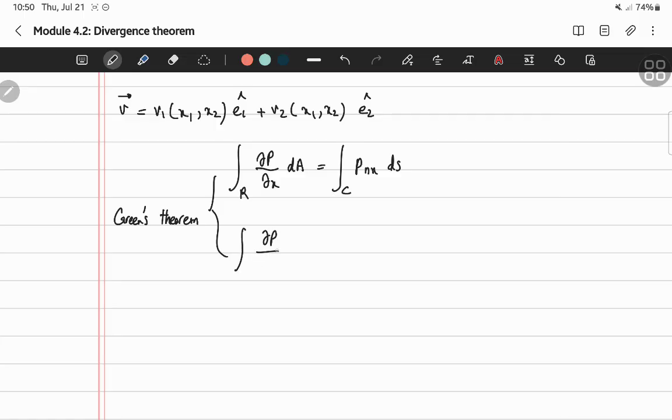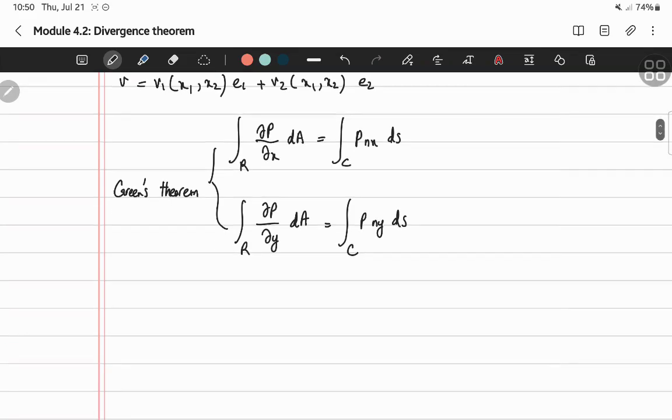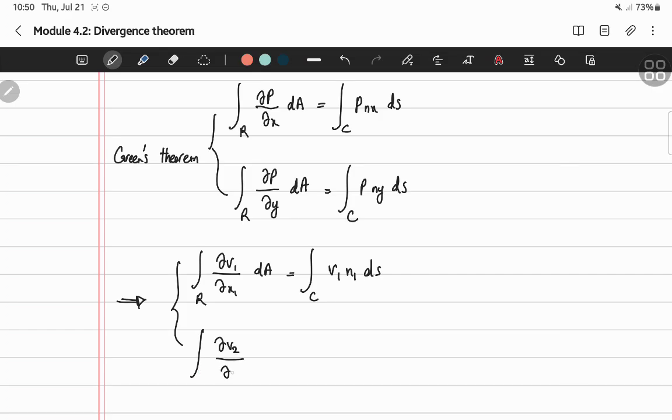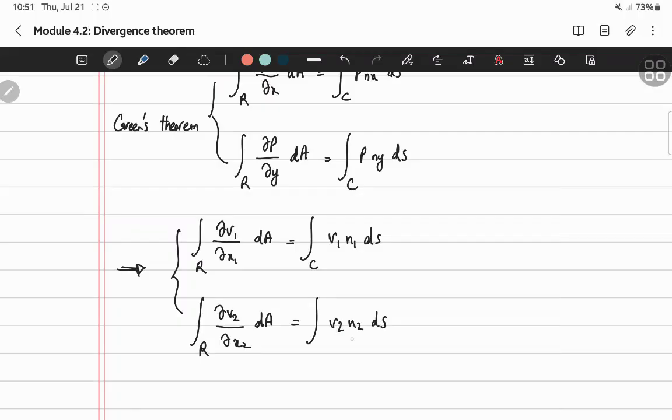And again, here we have the partial derivative of p with respect to y dA over R, and this becomes p ny ds over C. So if I apply the Green theorem here on V, then what we get is the partial derivative of V1 with respect to x1 dA over R is equal to V1 n1 ds over C, and the partial derivative of V2 with respect to x2 dA over R is equal to V2 n2 ds over C.